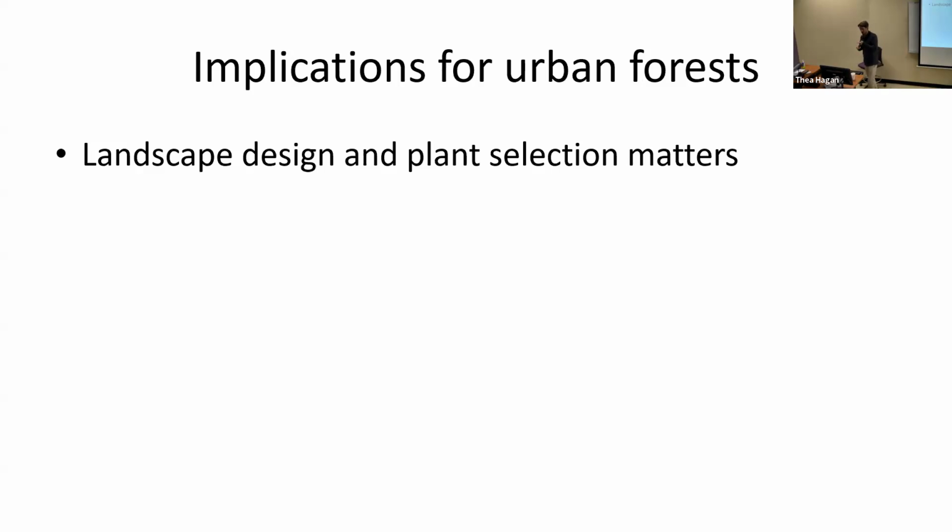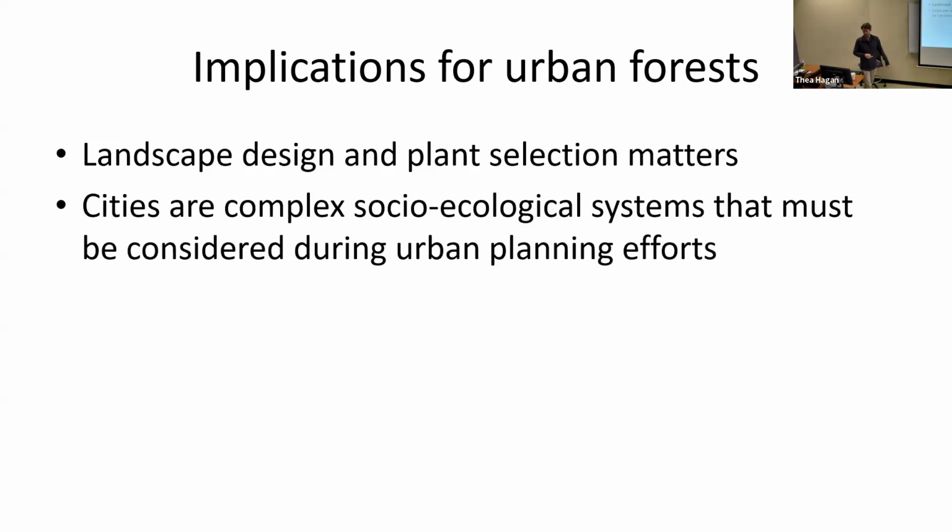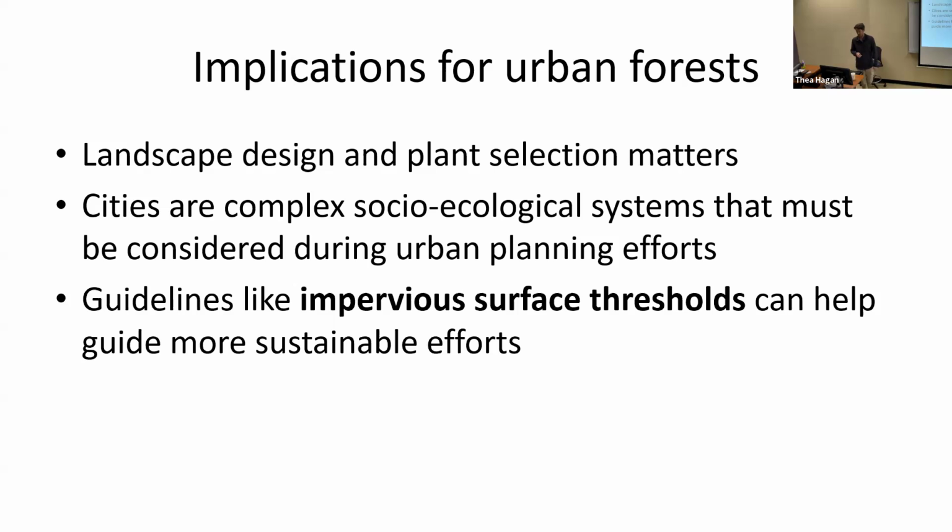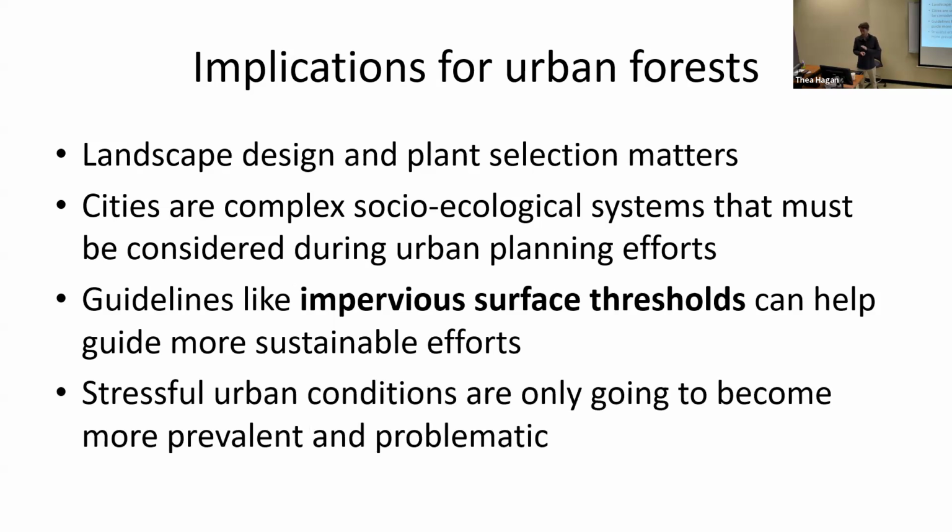So hopefully I've convinced you that landscape design and plant selection matters for outcomes for urban trees. Also that cities are very complex socio-ecological systems. People are probably the most important piece of the puzzle, and they have to be included in most urban ecology work. Guidelines like impervious surface thresholds can help direct more successful, sustainable urban greening efforts.